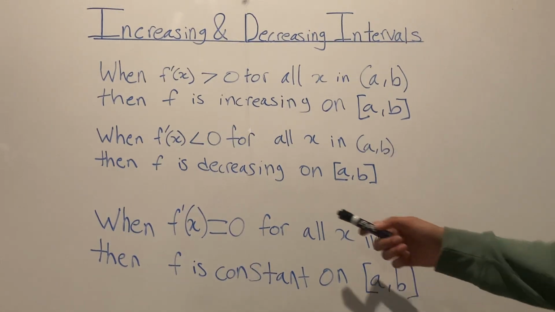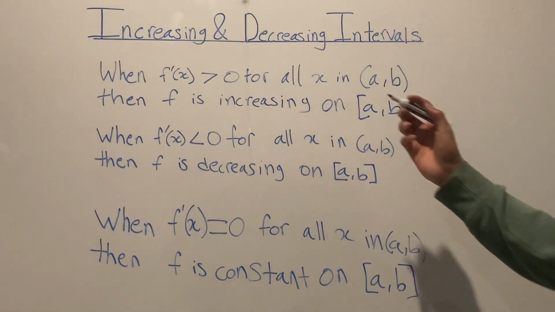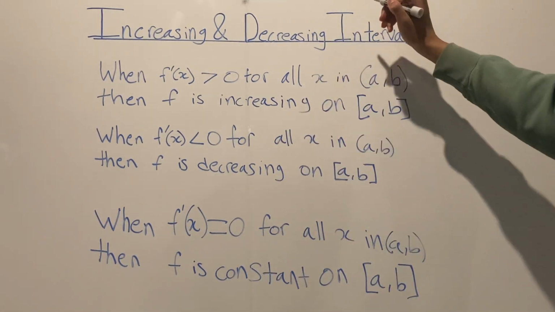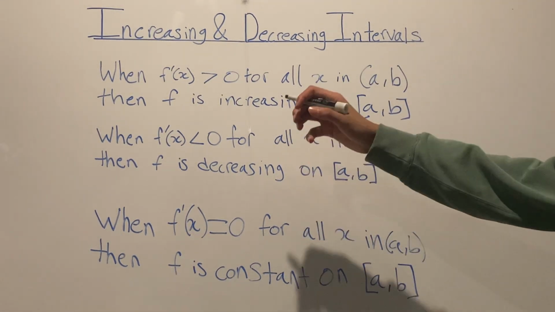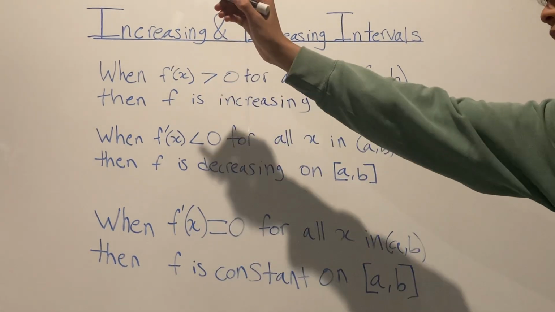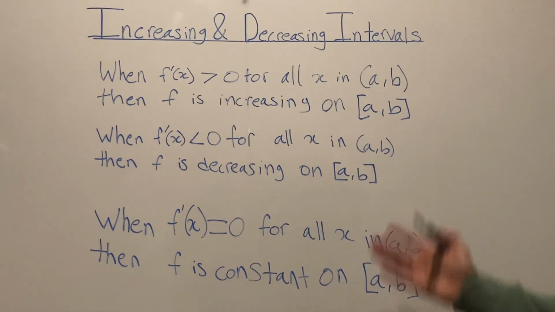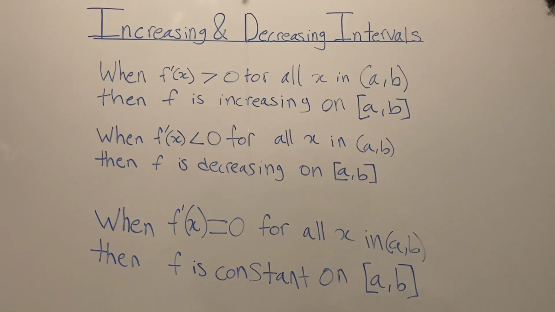So what this basically means is if it's greater than 0, then the actual function f of x is going up, like y equals x. And when f prime of x is less than 0, then it's like y equals negative x, where the function is constantly going down in that interval. And when f prime of x equals 0, then the function is constant.